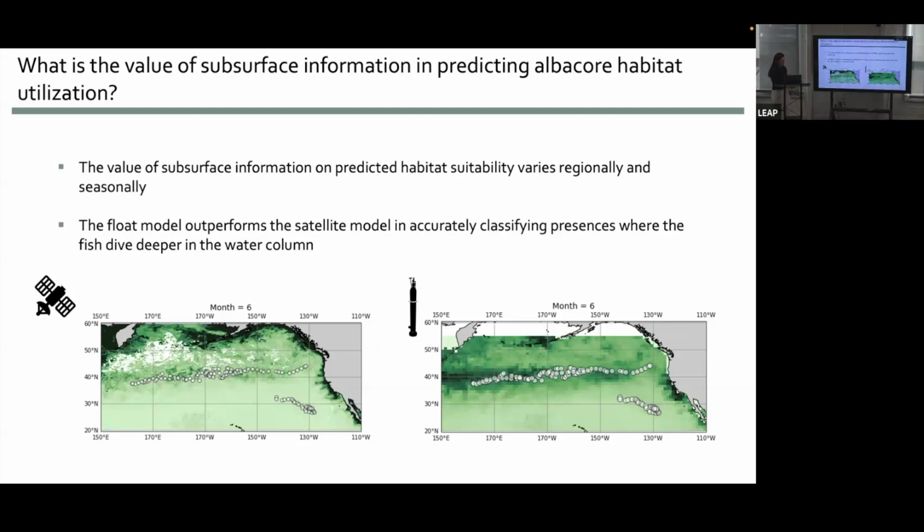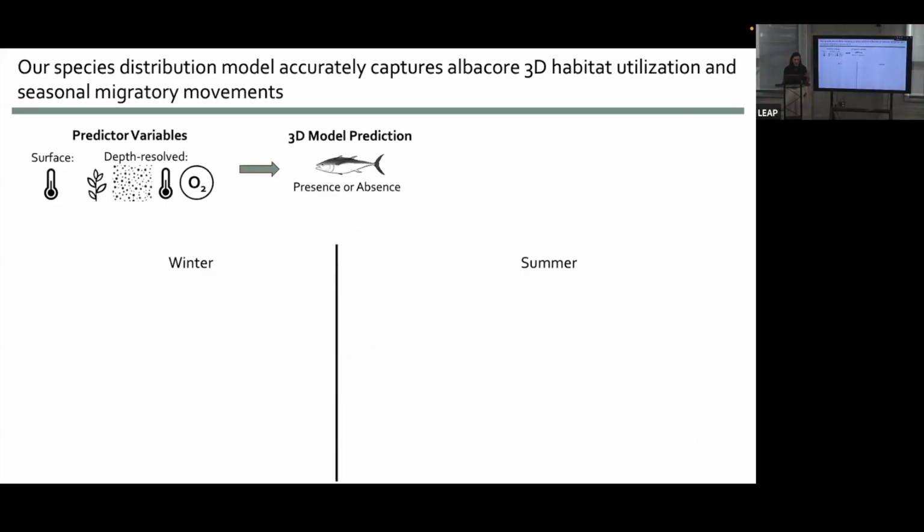So from here, we created a three-dimensional species distribution model that, again, predicts suitable habitat in latitude, longitude, time, and depth to understand how this biogeochemical information is shaping albacore habitat use in three spatial dimensions. Okay, so we created this 3D species distribution model, which was trained on sea surface temperature and depth resolved chlorophyll, POC, temperature, and oxygen.